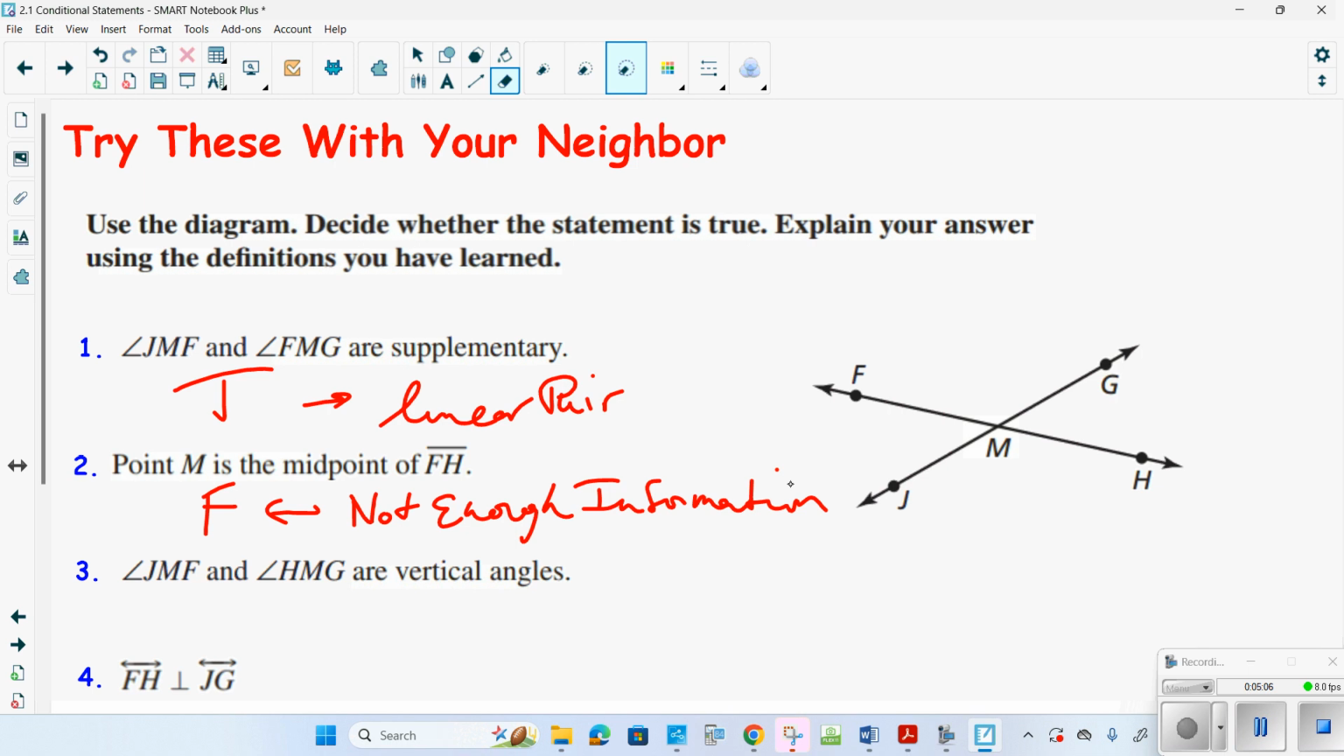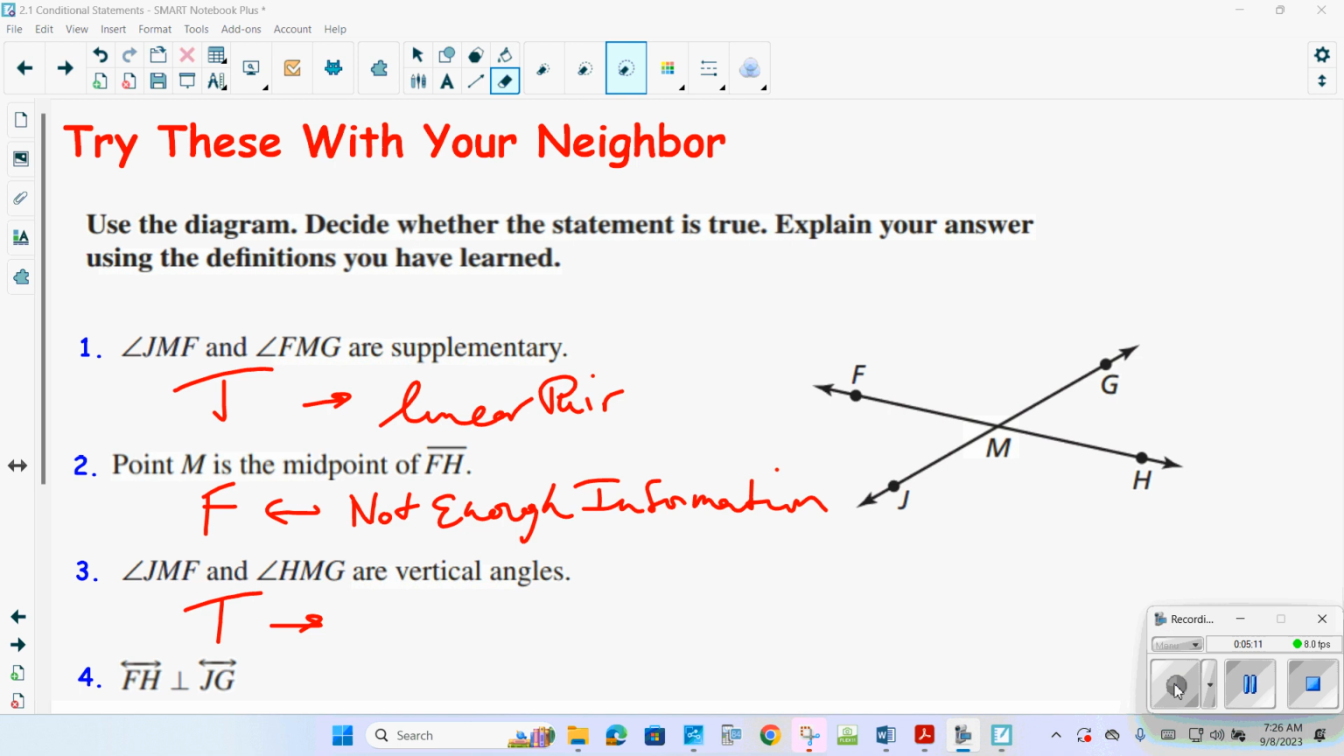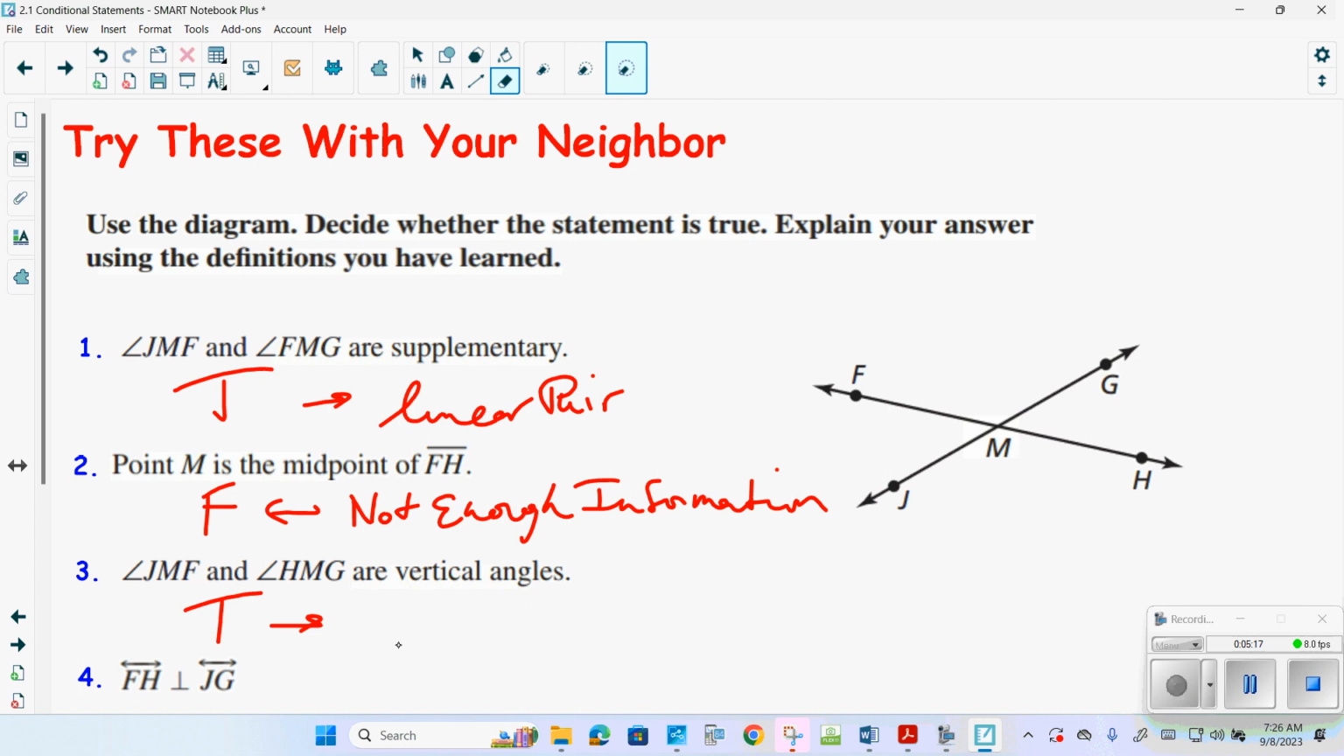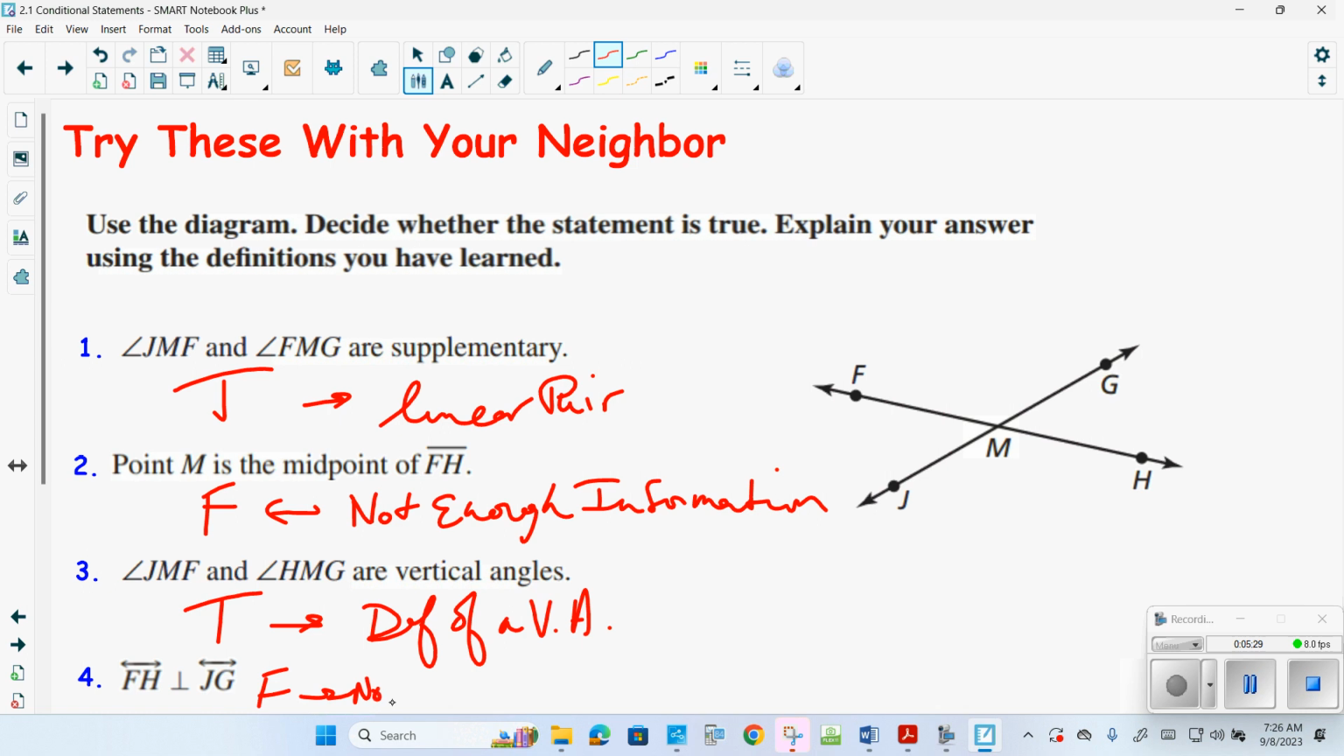JMF and HMG are vertical angles. That is true. Sorry for the interruption there, but vertical angles are angles that are opposites of each other. Or I like to just put the definition of a vertical angle. And the last one, FH is perpendicular to GH. That is false. You can't assume that. Not enough information.